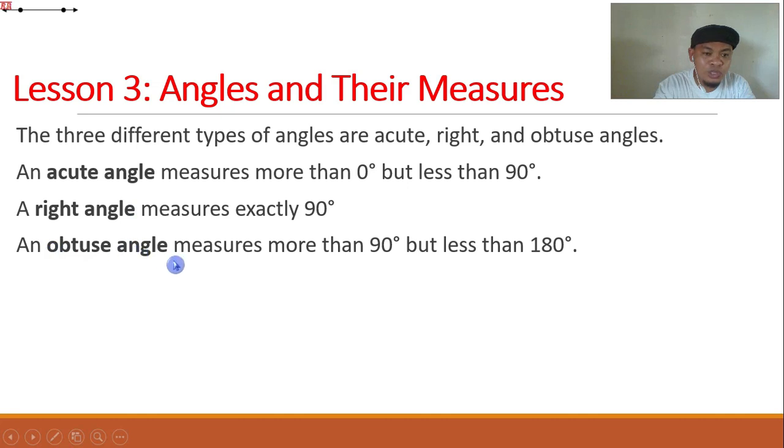Okay. So, an obtuse angle measures more than 90 degrees but less than 180 degrees. So, more than 90 degrees, from 91 degrees up to 179 degrees. Di ba? Tinatawag po natin yung obtuse angle.